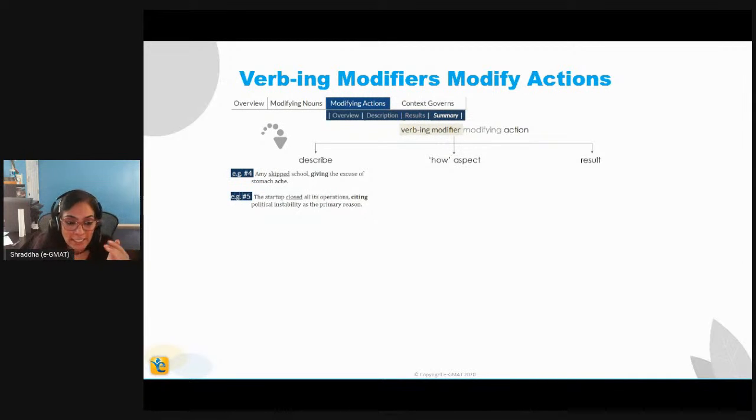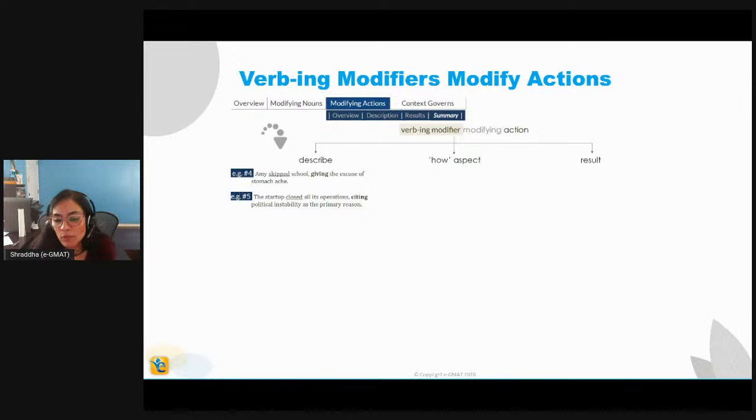So the first examples, number 4 and 5, are sentences in which the comma plus verb-ing modifier presents the generic description, or let's say logical extension, of the modified action. Amy skipped school, giving the excuse of stomachache. So this sentence presents that Amy skipped school and she did so by giving the excuse of stomachache. Same goes with the startup closed all its operations. And how does it logically extend that idea? The startup closed all its operations, citing political instability as the primary reason.